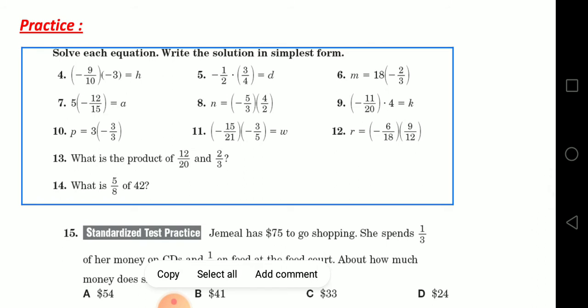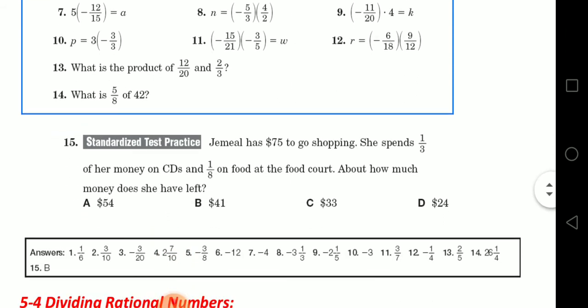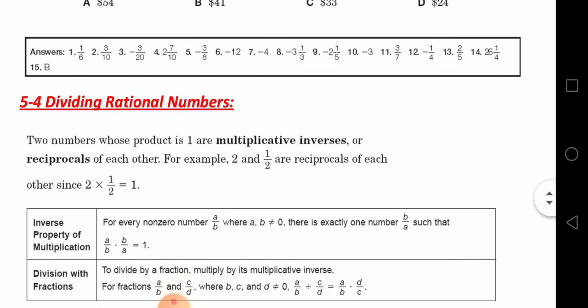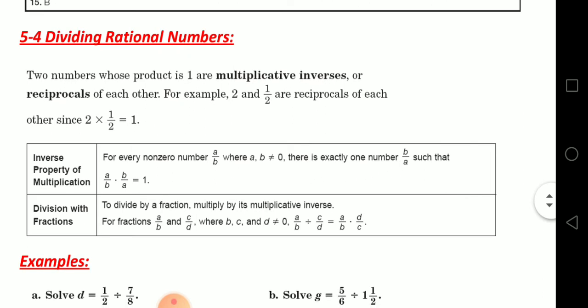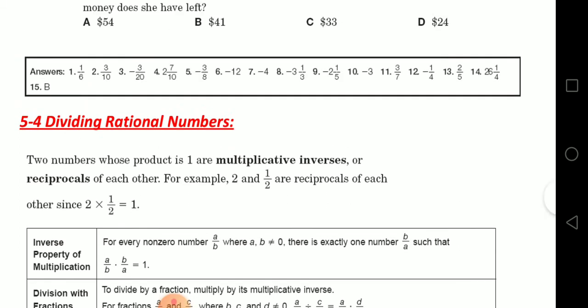Okay, what's the product of? It means here I need to multiply 12 over 20 and 2 thirds. Do I have to make the denominator the same? No, you don't have to unify the denominator in multiplying or dividing rational numbers. We are just multiplying them.